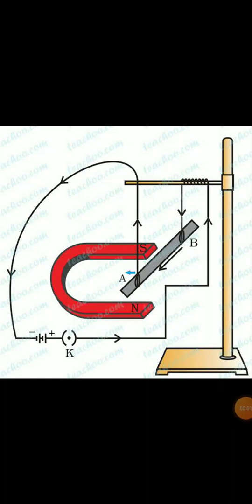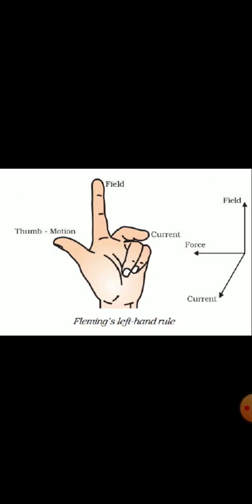We have learned an activity in which a current carrying rod AB experiences a force perpendicular to its length and a magnetic field. Now we are going to learn how to find the direction of the force on the conductor. For that, we have to learn Fleming's left hand rule.